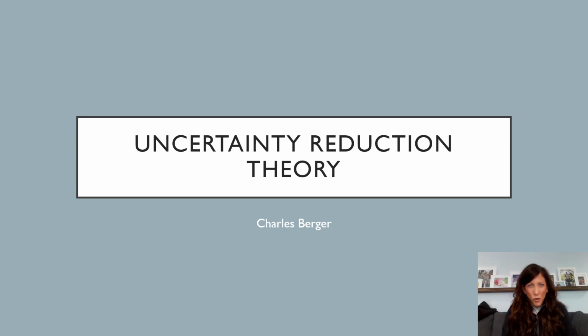Hi, everyone. Welcome to today's lecture on uncertainty reduction theory. As a reminder, this is one of the theories in our interpersonal unit, and it was originally proposed by scholar Charles Berger. Berger was actually a graduate of Michigan State University, and then he went on to teach for several years in California. The theory falls on the objective side of our theories.